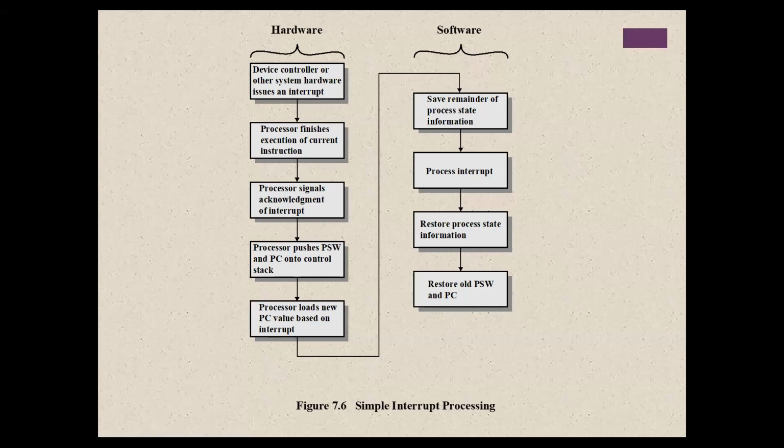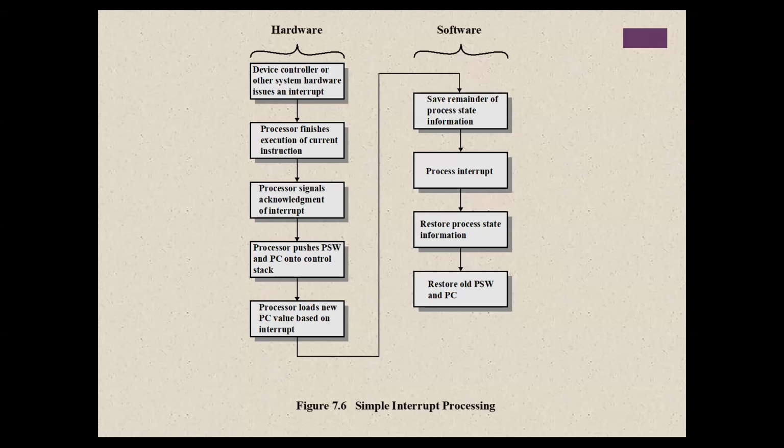The interrupt handler next processes the interrupt. This includes an examination of the status information relating to the IO operation or other event that caused this particular interrupt. It may also involve sending additional commands or acknowledgements to the IO device.